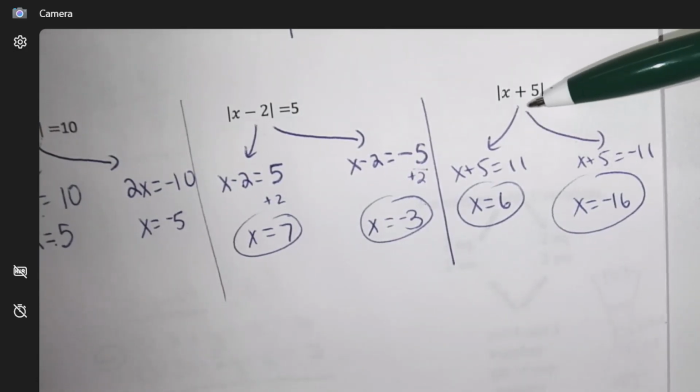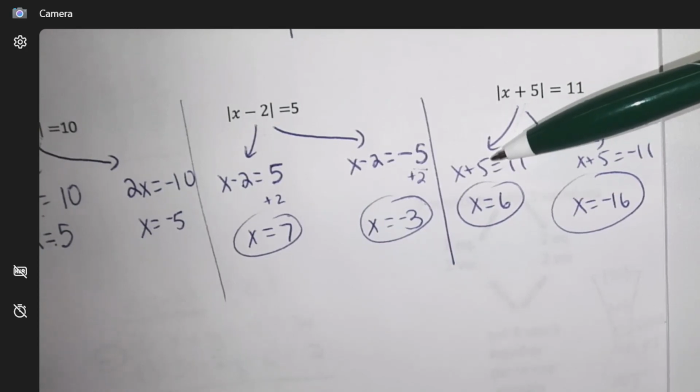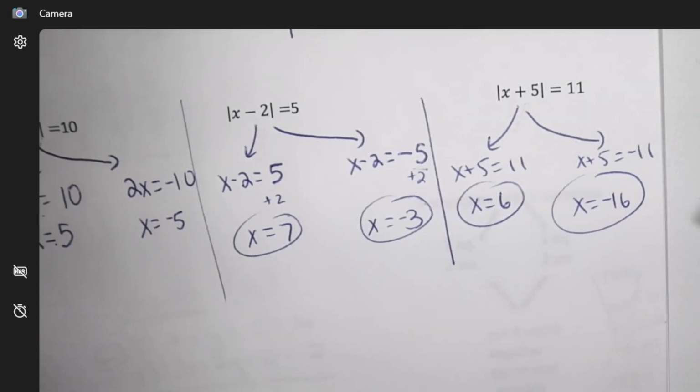Okay, so my first setup was talking about, well, this inside of the brackets could have been 11 or it could have been negative 11. That was my first idea. And then I solved and got 2 answers.